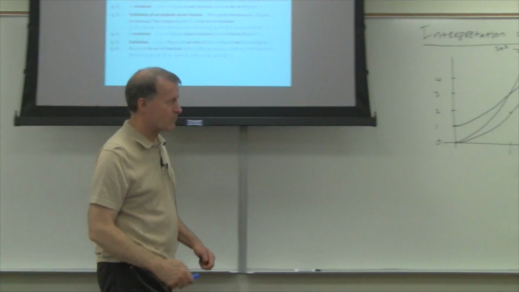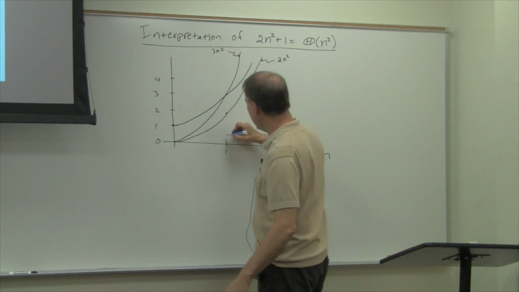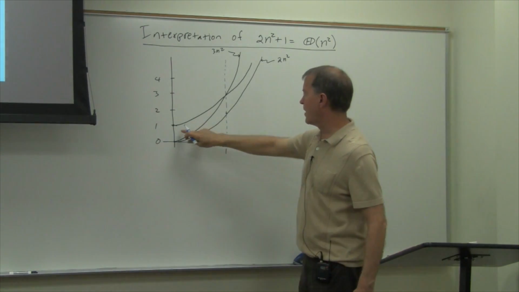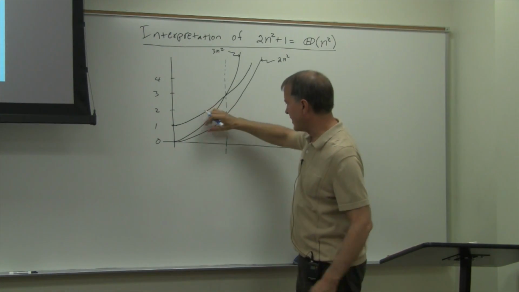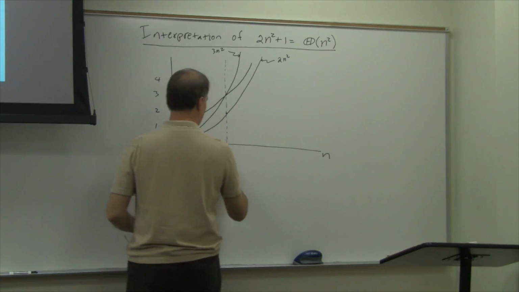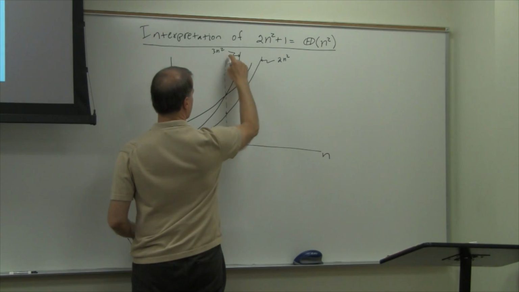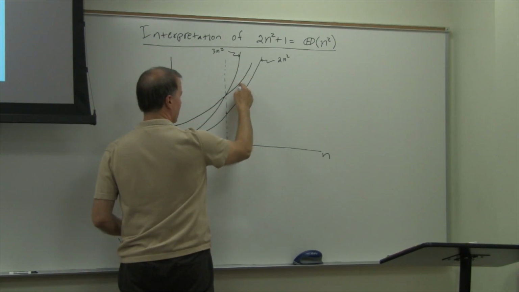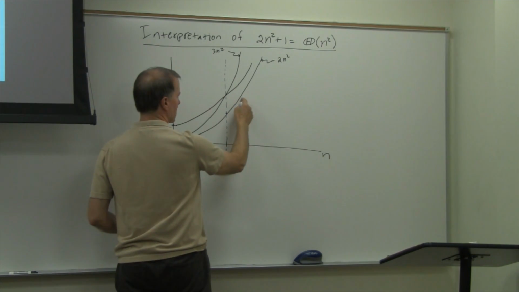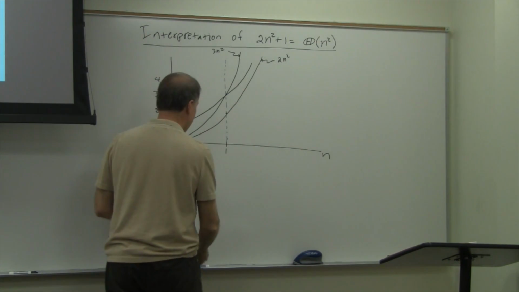So let's take a look at the regions. Where n is 1 here, 2n squared plus 1 starts out outside this envelope. But do you see what happens is for n greater than or equal to 1, 3n squared is an upper bound of 2n squared plus 1, and 2n squared is a lower bound of 2n squared plus 1. Is everybody clear on that?